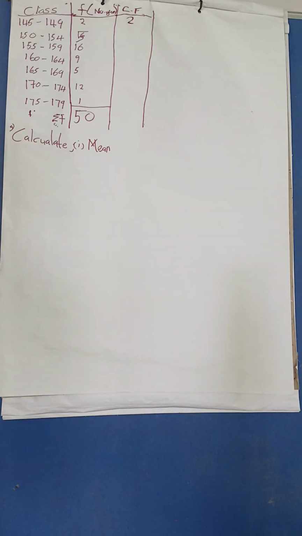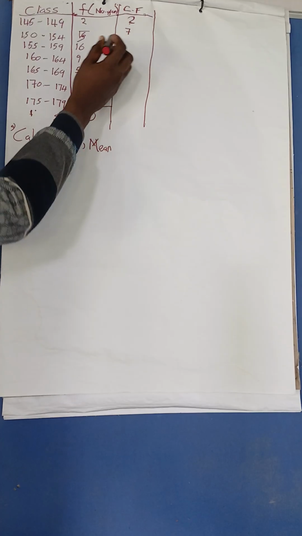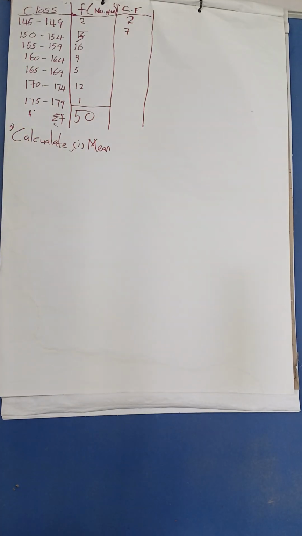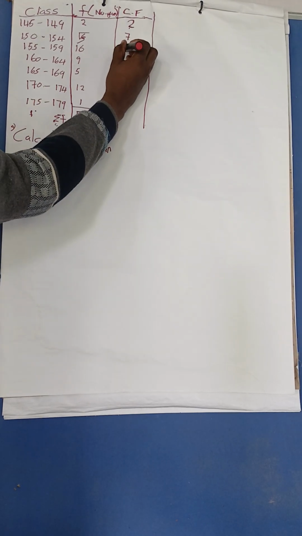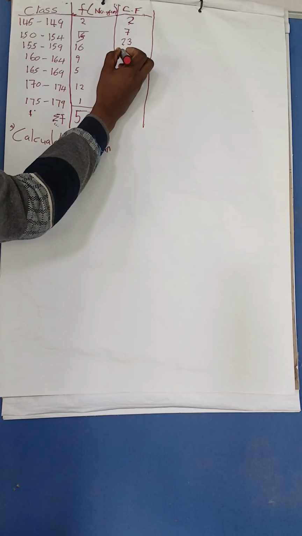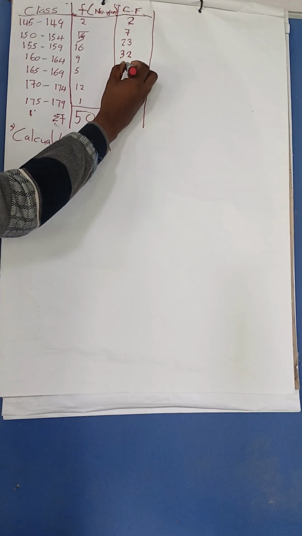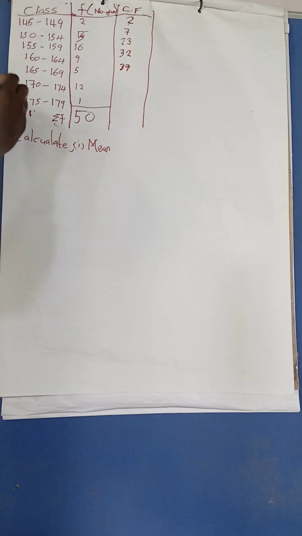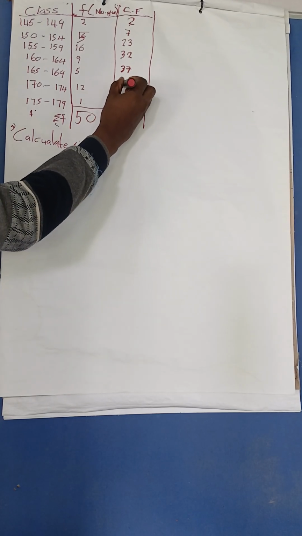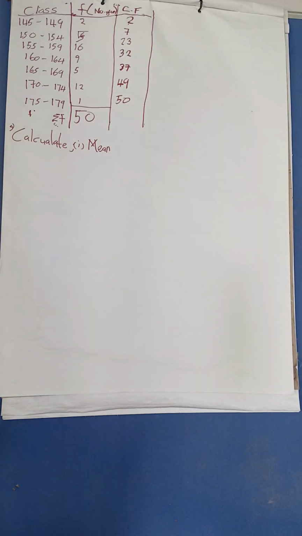Then for the second one, you get 2 plus 5, which is 7. Then 7 plus 16, you'll get 23. Then 23 plus 9, you'll get 32. Then 32 plus 5, you'll get 37. Then 37 plus 12, you'll get 49. Then 49 plus 1, you'll get 50. So that is how we get the cumulative frequency.